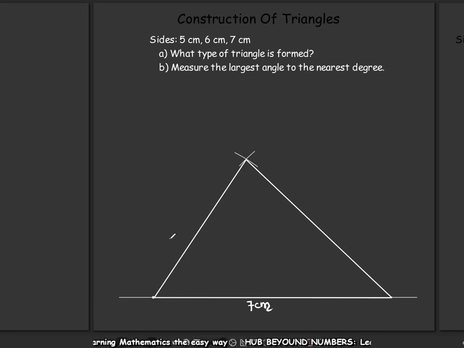So this side becomes your 5 centimeters. And this side over here is your 6 centimeters. Now, this is what type of triangle is formed. Since all the sides are not the same, it is a scalene triangle. A scalene triangle is one whose 3 sides are not the same.